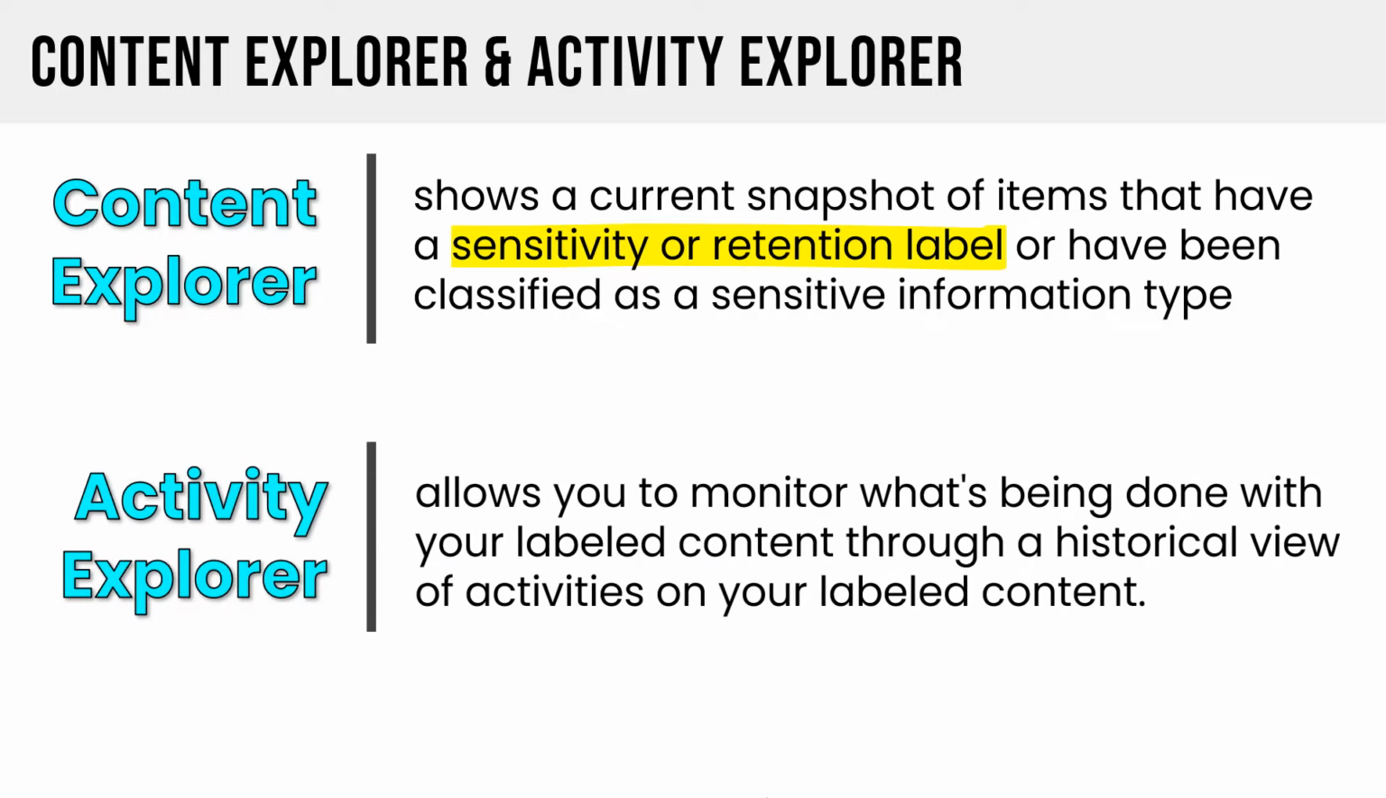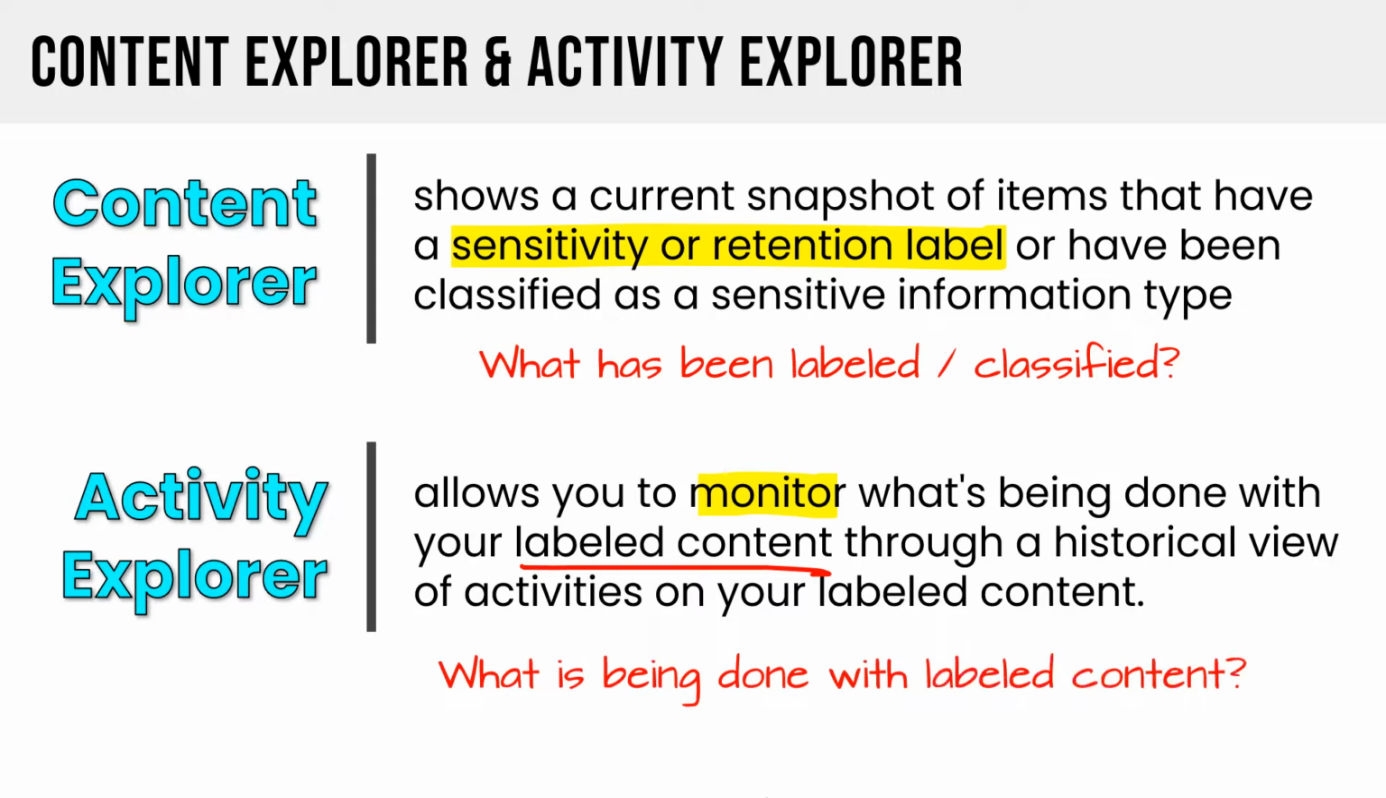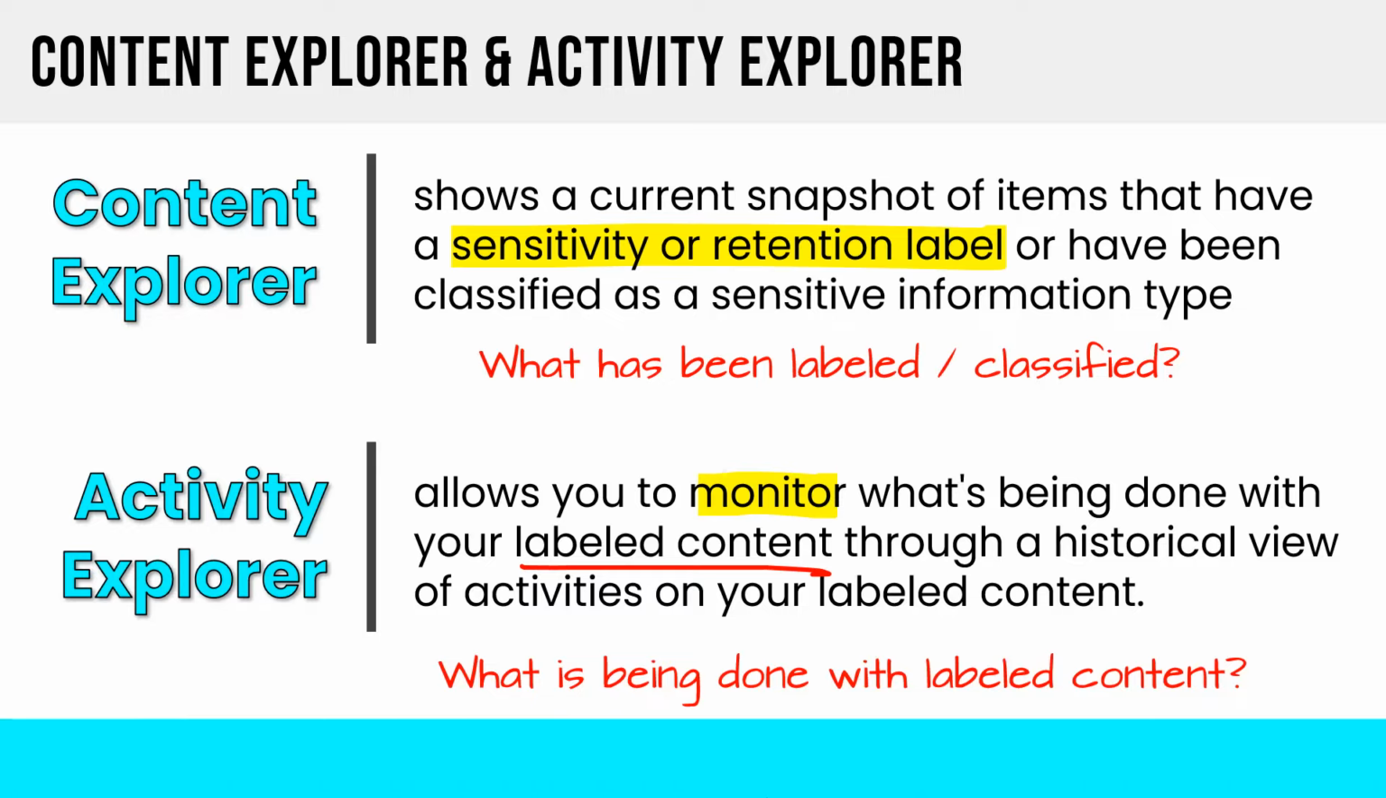And then there's Activity Explorer, which allows you to monitor what's being done with your labeled content through a historical view of activities on your labeled content. And basically, Content Explorer tells us what has been labeled or classified, and Activity Explorer tells us what is being done with labeled content. So kind of park that in the back of your mind for the exam. These appear under data classification in the Microsoft 365 Compliance Center.